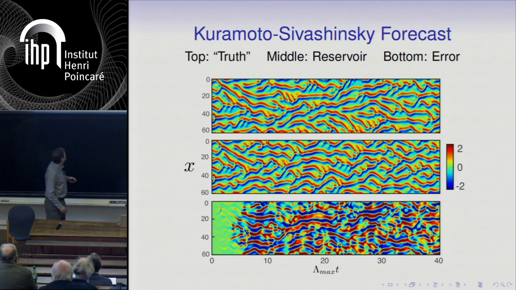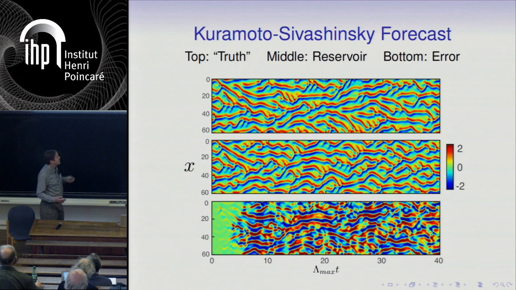So on the horizontal axis of these pictures is time. The vertical axis is the space variable x. The color coding is the solution u to the PDE. And the time span here is 40. And so the training data is 50 times the time span I'm showing you here, just to give you a picture of how much we're training on. The top here is just a run of the model, the Kuramoto-Sivashinsky equation, discretized.